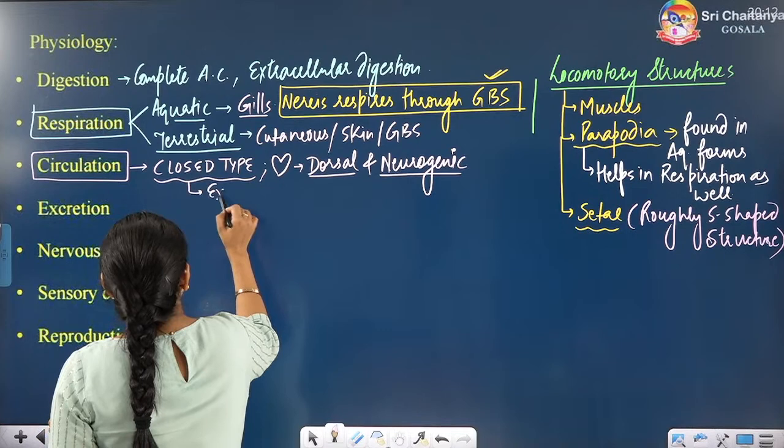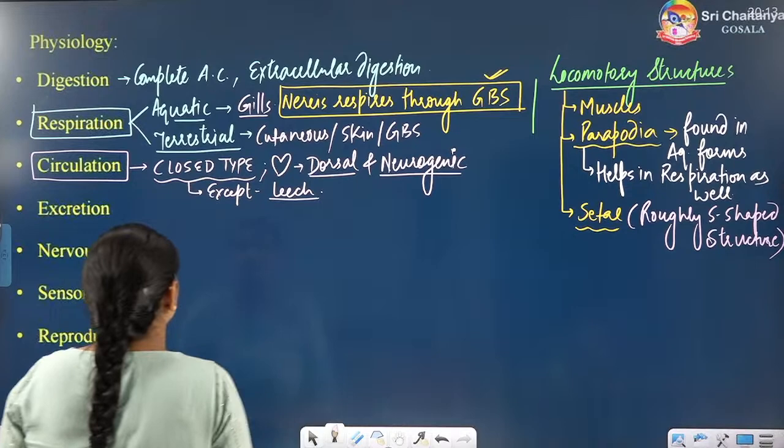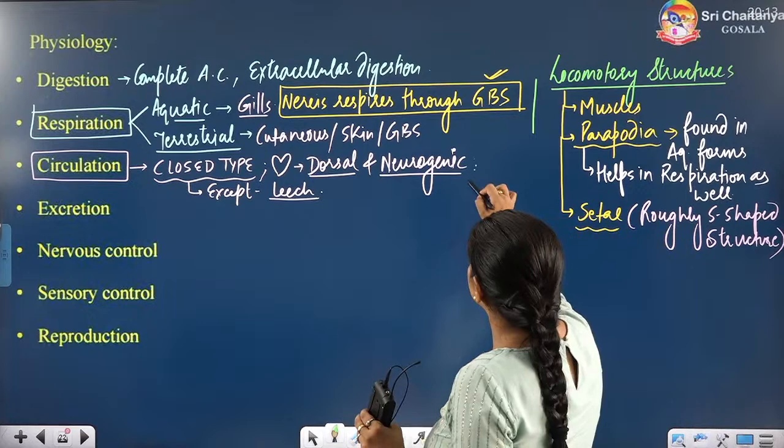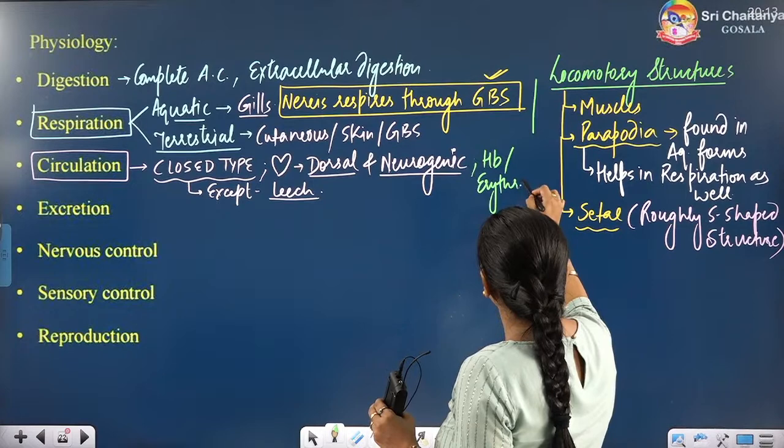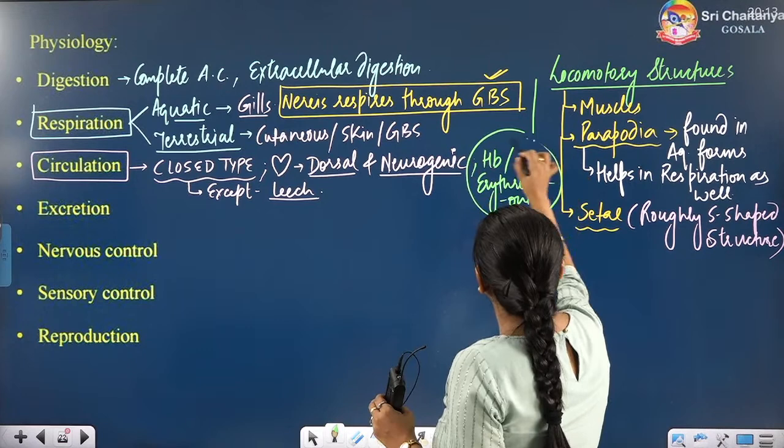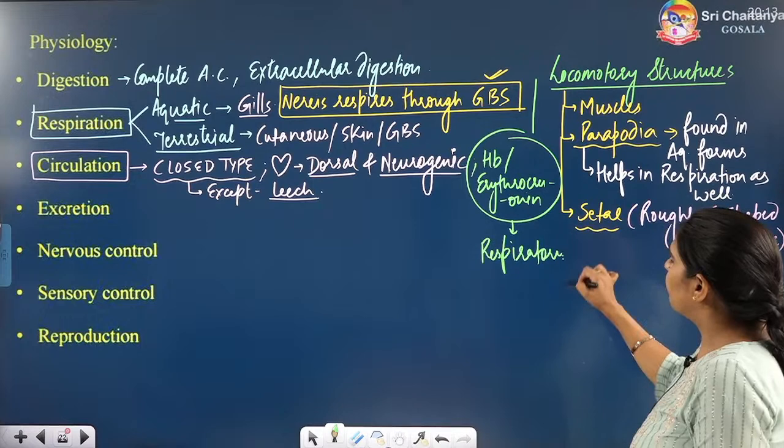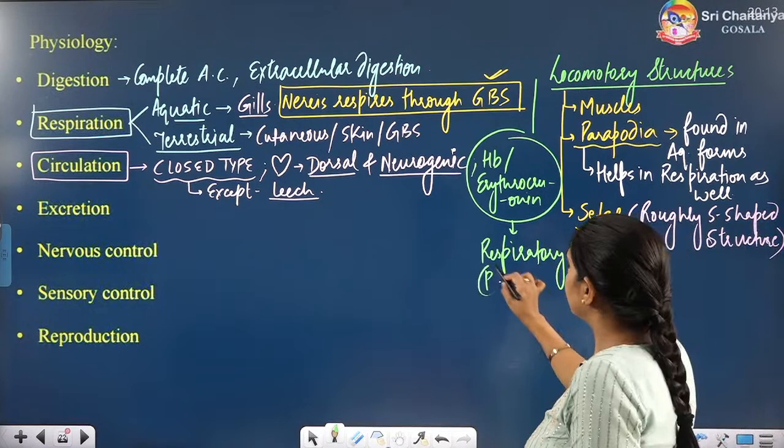Leech is the exception. Also, a respiratory pigment is present in them, and that is hemoglobin or erythrocruorin. This is the respiratory pigment, but the difference is it is present in plasma.